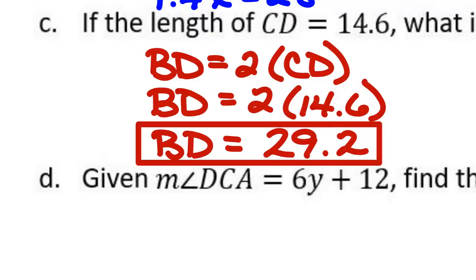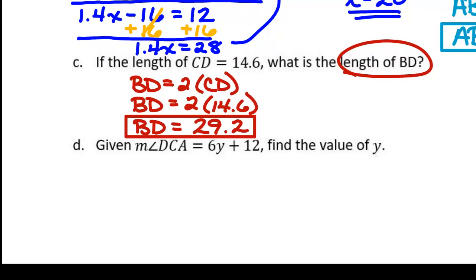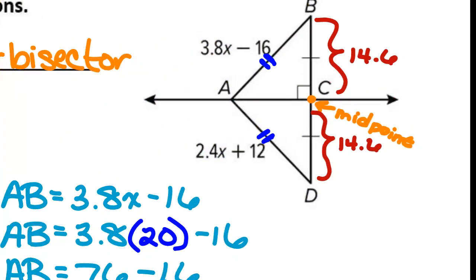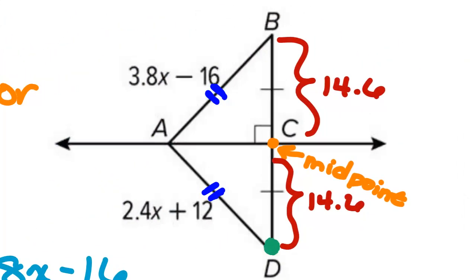And then we have our last part here, part D. It says the measure of angle DCA is 6y plus 12. Find the measure of y. Well, DCA, this angle right here, how big is that angle? 90 degrees. That is a right angle.